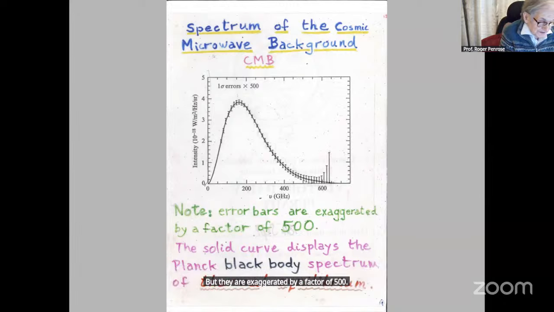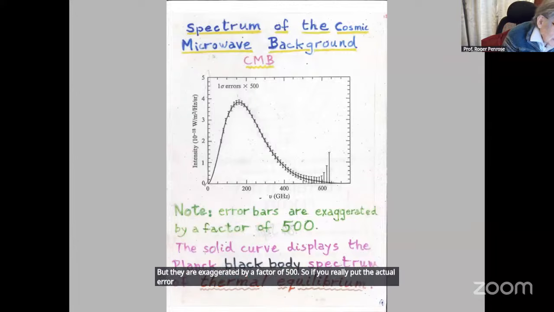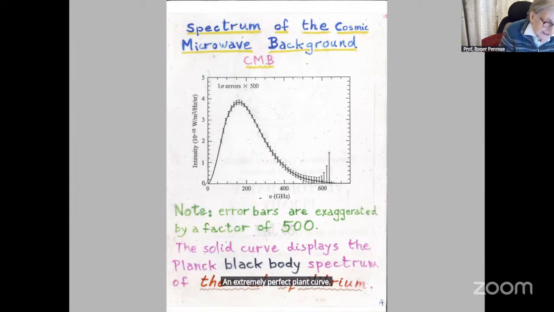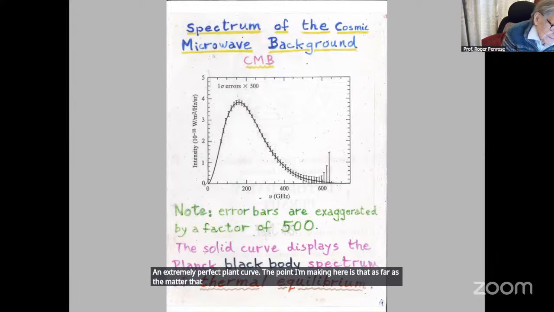So if you really put the actual error bars in, they would be less than the thickness of the line, an extremely perfect Planck curve. The point I'm making here is that as far as the matter that you're seeing, the dominant matter in the universe, it looks as though it's absolutely at maximum entropy, very, very closely like that.